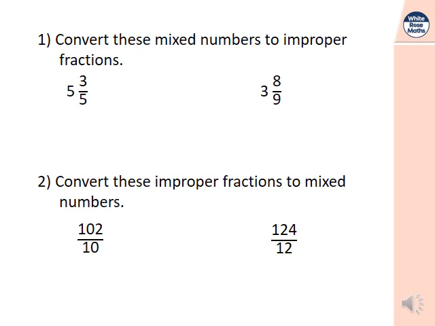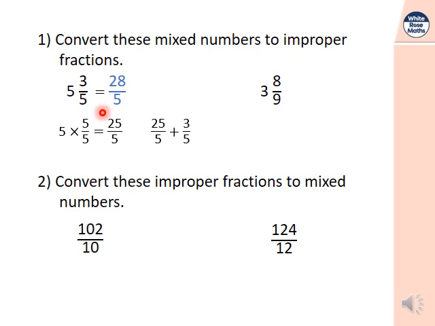So the first one is 5 whole and 3 fifths. Now if our denominator for our fraction is fifths, what would our whole numbers be in fifths as well? To do that, it would be 5 times 5 fifths. So 5 fifths is 1 whole. We've got 5 of them. 5 times 5 fifths is 25 fifths. So 5 wholes is 25 fifths plus the 3 fifths. That would give us a total of 28 fifths.